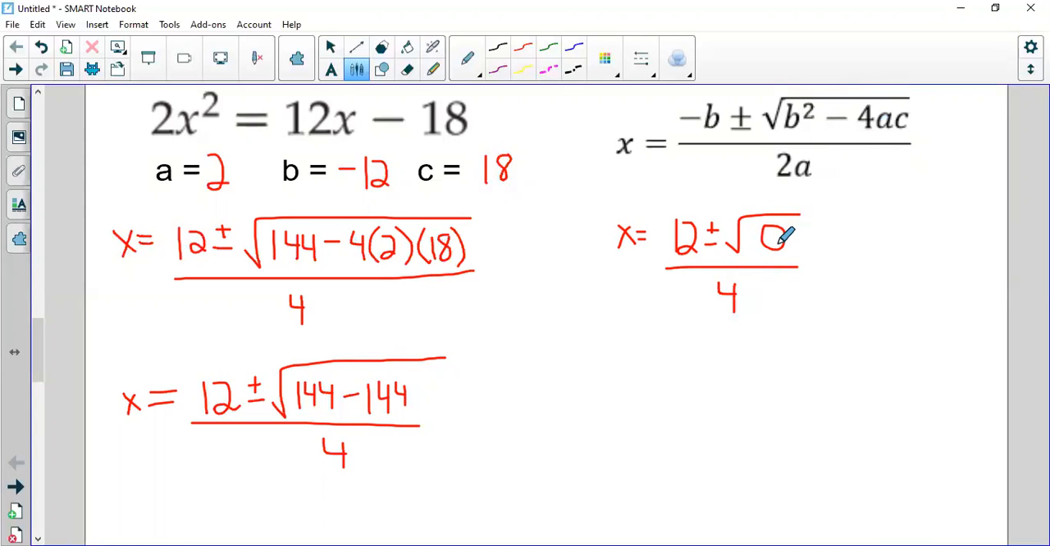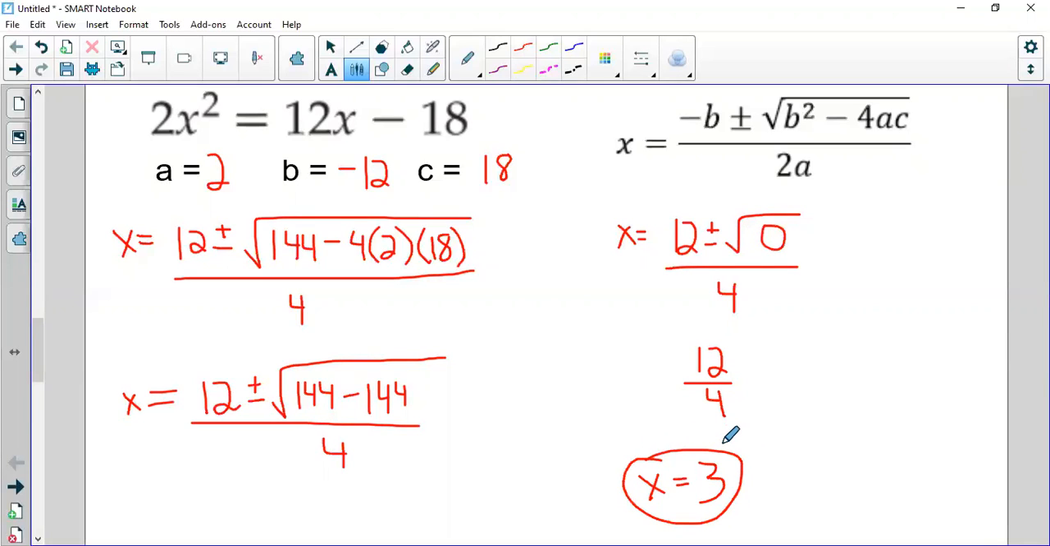My discriminant is 0. Do you remember what a discriminant of 0 gives me? It gives me only one solution, one root, one x-intercept. That's because the square root of 0 is 0. Well, 12 plus 0 and 12 minus 0 gives me 12 both times. So I don't have to split it this time because I'm not going to get two separate numerators. My answer is just 12 divided by 4, because 12 plus 0 is 12, 12 minus 0 is 12. That means that x is equal to just one answer, one solution, and that's 3.